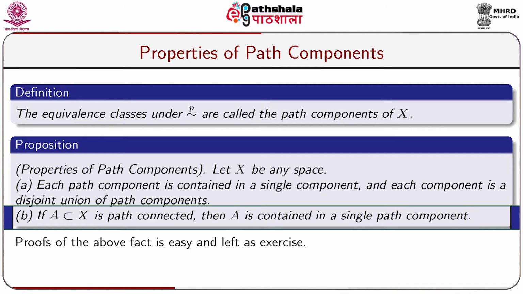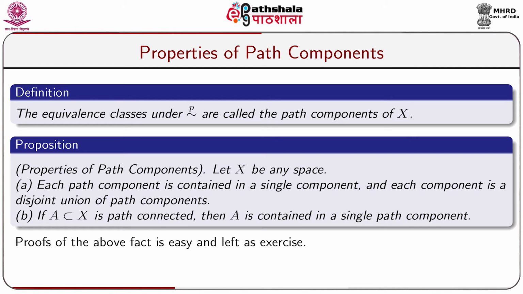Another property: if a subset A of X is path connected, then A is contained in a single path component. The fact behind the proof of this result is that the union of two path connected spaces is path connected if they contain some common point.